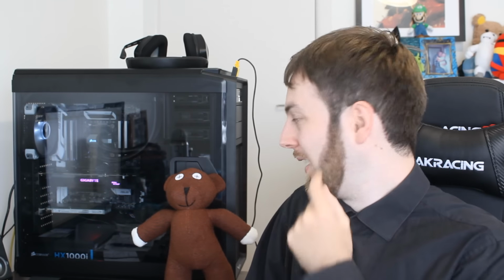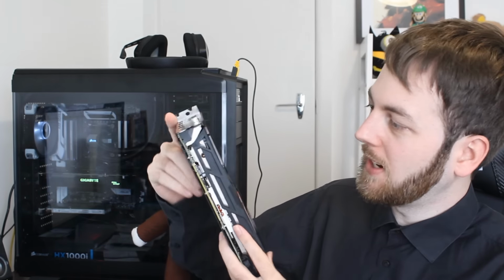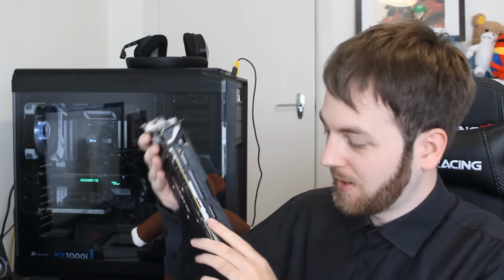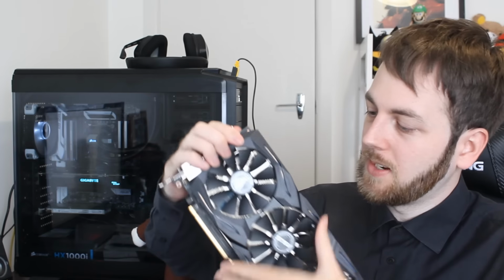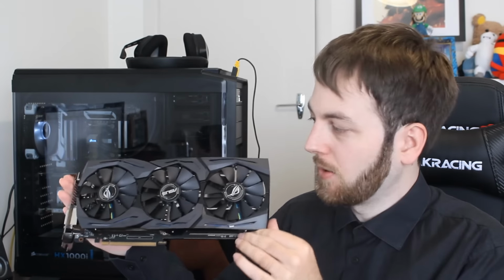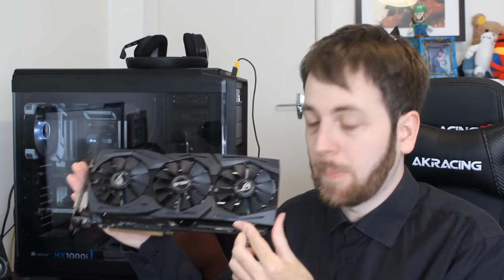My name is Kevin, this is my co-host Teddy, and today we're going to be doing the Gigabyte G1 Gaming RX470 Showdown against this Asus Strix RX480. So it's going to be a 480 versus 470 comparison.